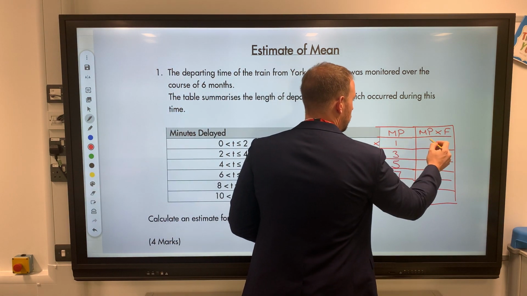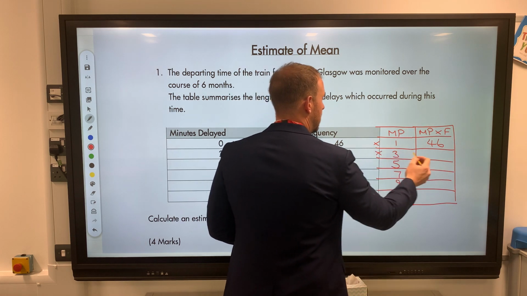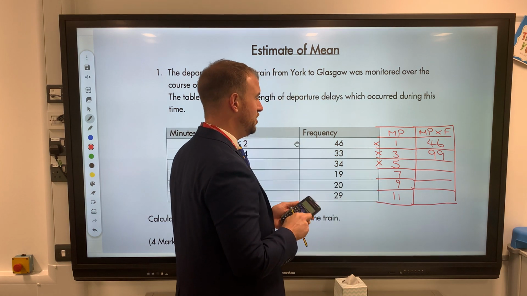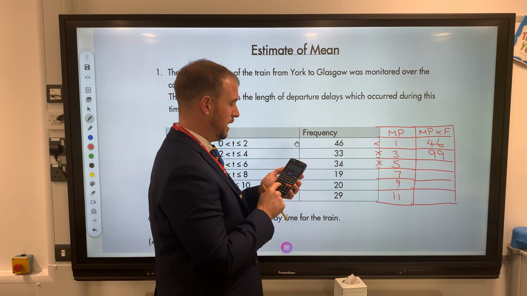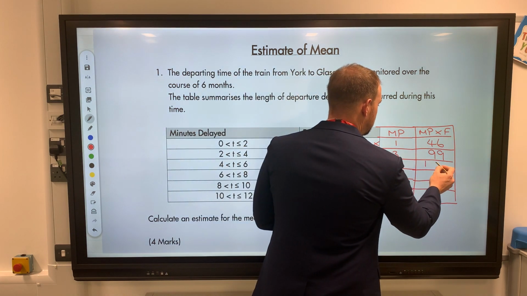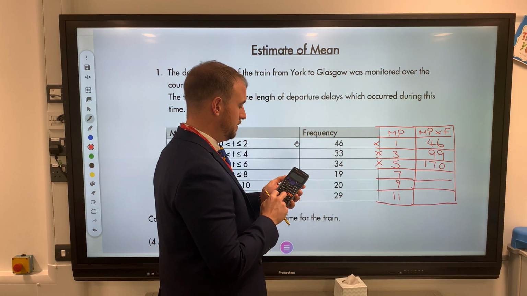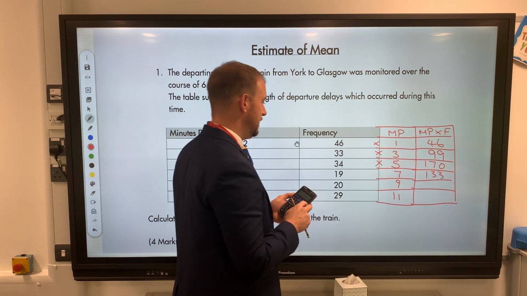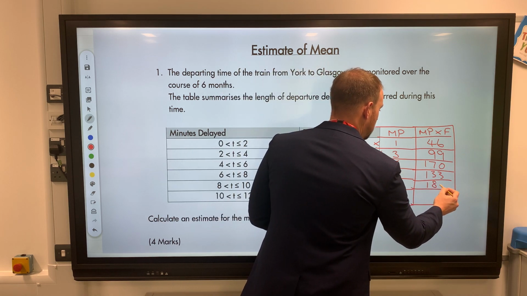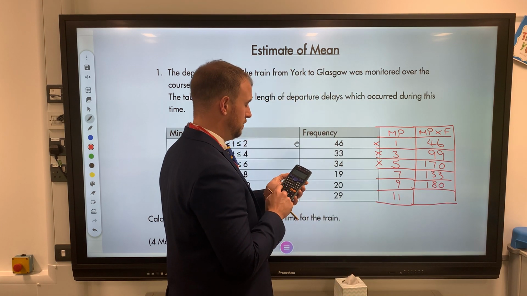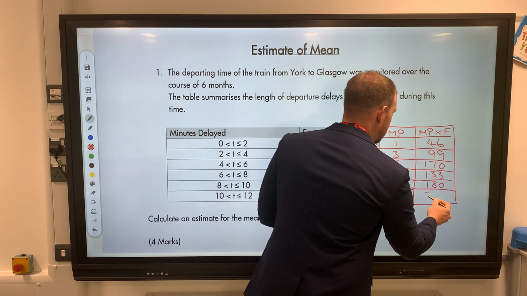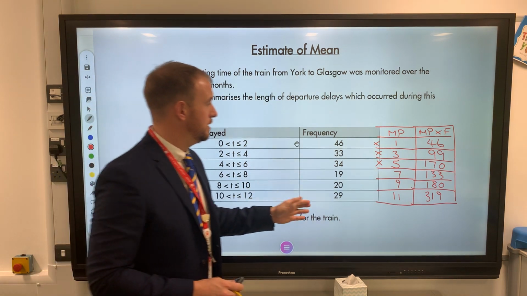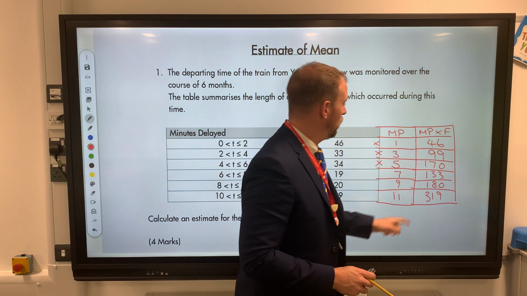So this is where your calculator comes in handy. 46 times 1 is 46. 33 times 3 is 99. 34 times 5, yes, you could use your head for 170. Let's just check it with a calculator. 170. 19 times 7, 133. 9 times 20 is 180. And then 29 times 11 to make 319. Now, these are the amount of minutes delayed in total for all of these people.